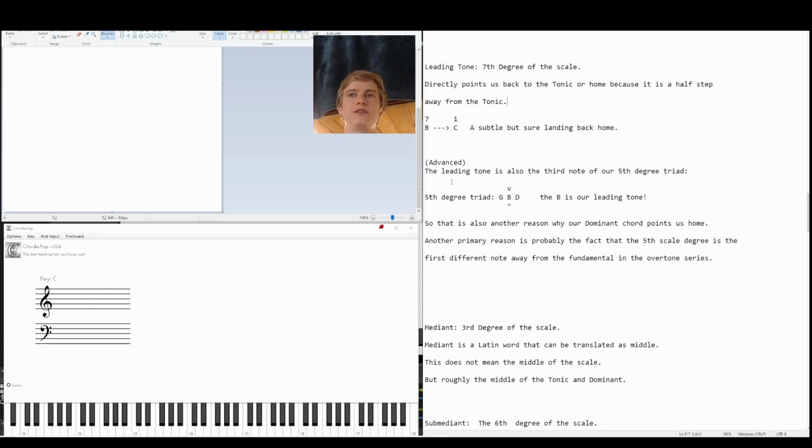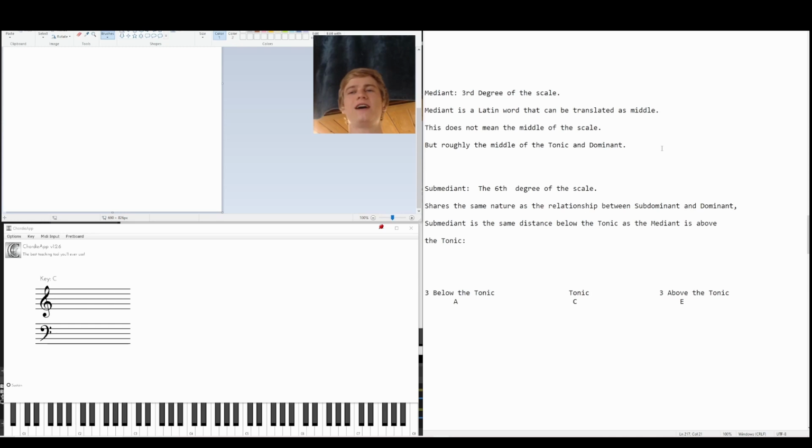The next thing to know is that the leading tone is also the 3rd note of our 5th degree triad. So if you look at the 5th degree triad in the context of C major, we're going to have a G major triad, which is going to consist of the notes G, B, and D. And look at the middle note, it's B. B is our leading tone. So that is also another reason why our dominant chord points us back home. Another primary reason is probably the fact that the 5th degree is the first different note away from the fundamental in the overtone series.